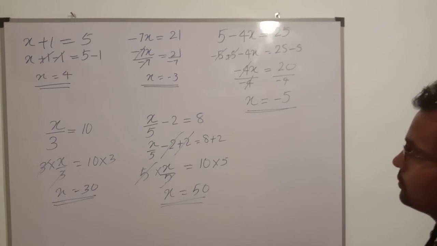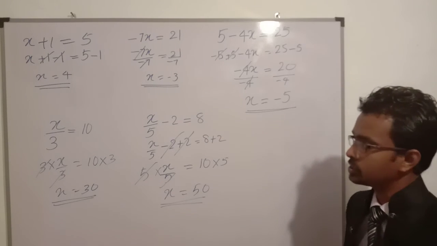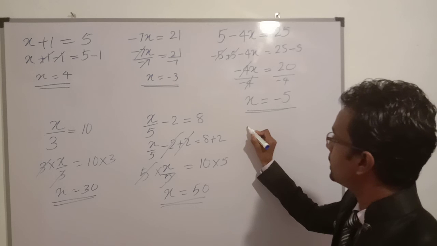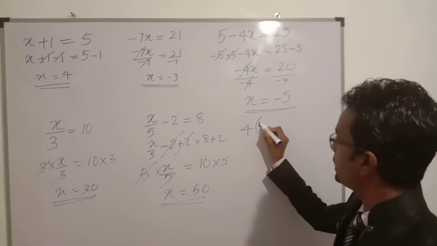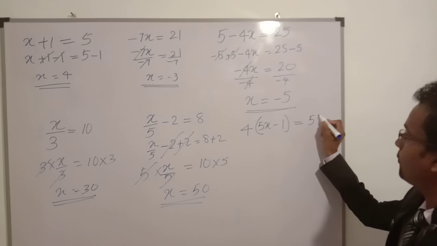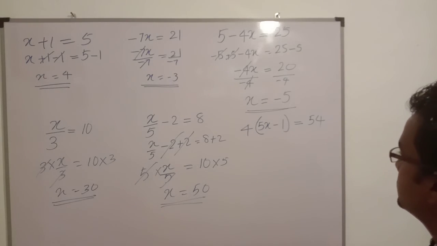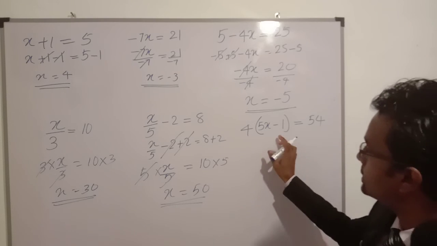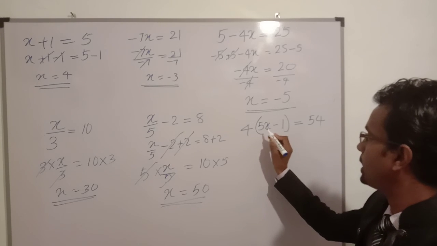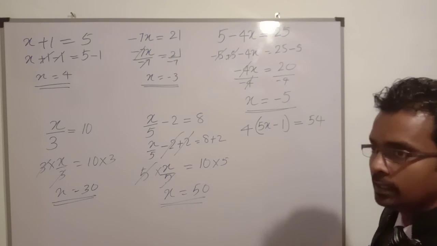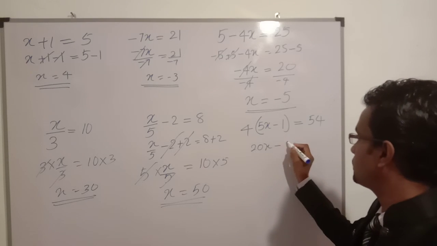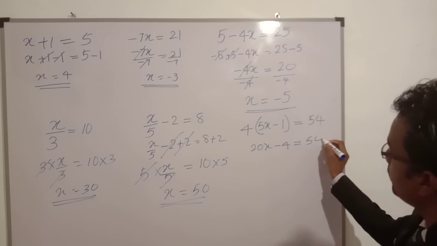This is the way of solving equations with fractions and numbers. Then finally we discussed equations with brackets. See this: 4 times (5x minus 1) equals 54. This equation is a simple equation, but it has brackets. Let's remove the brackets first. Sometimes its answer might be a fraction. 4 times 5x is 20x, plus into minus is minus, 4 times 1 is 4, equals 54.